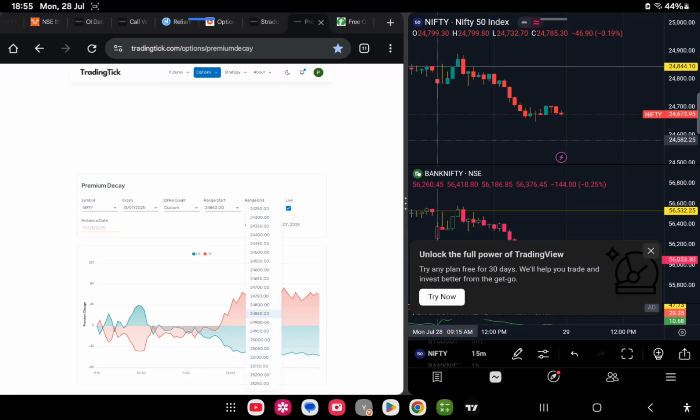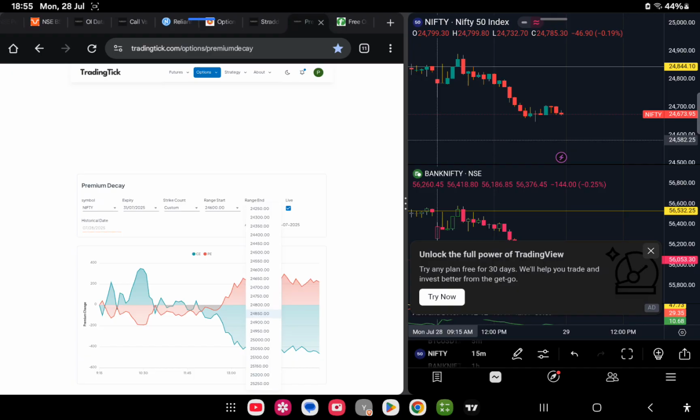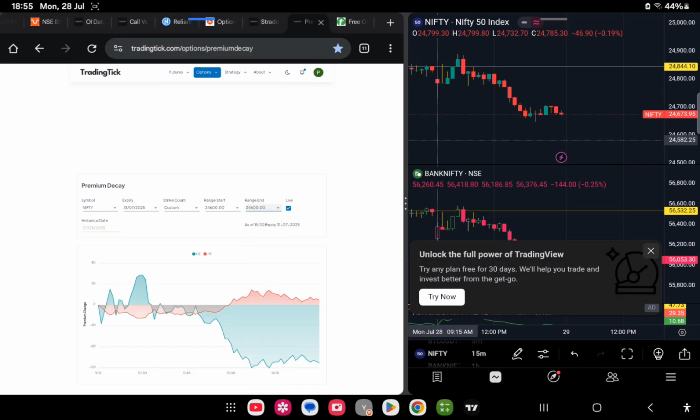Okay, now we'll take one step less, so we'll take 24,600 and we'll check. Okay, so this is 24,600, and then you could see at 10:30 buyers were winning, and after that there was a drastic drop because markets went sideways. You could see up till 12:35 it was the sellers' day, and after that too the buyers were unable to move and the decay was very fast. Okay, so that's it guys.